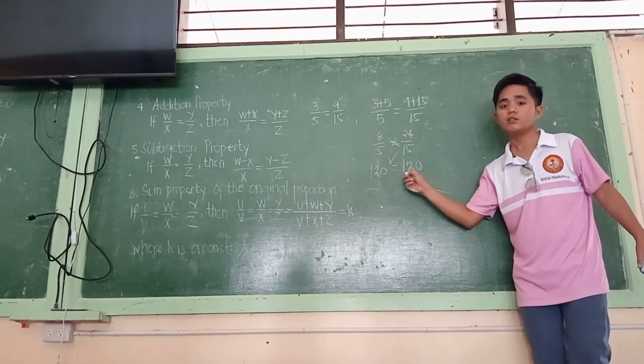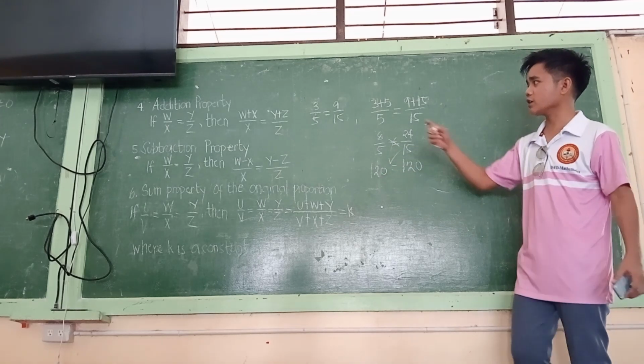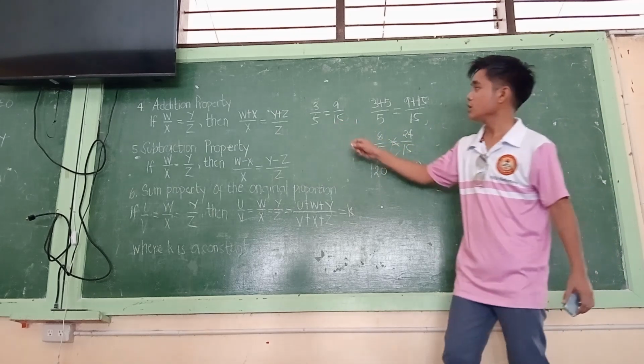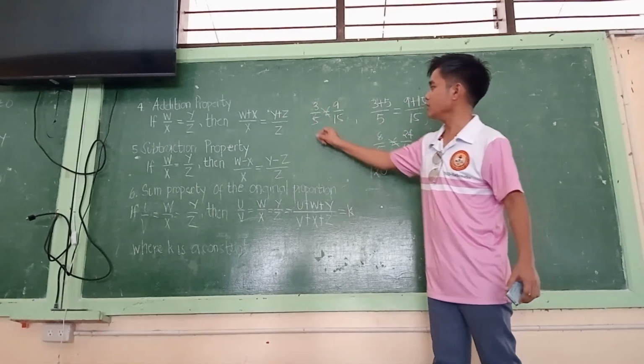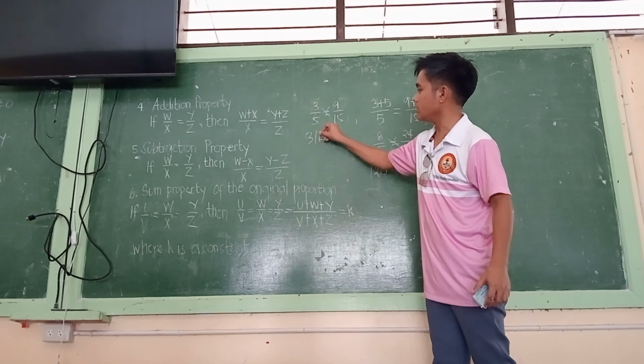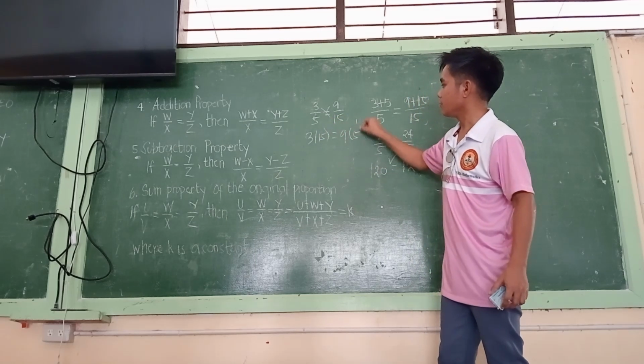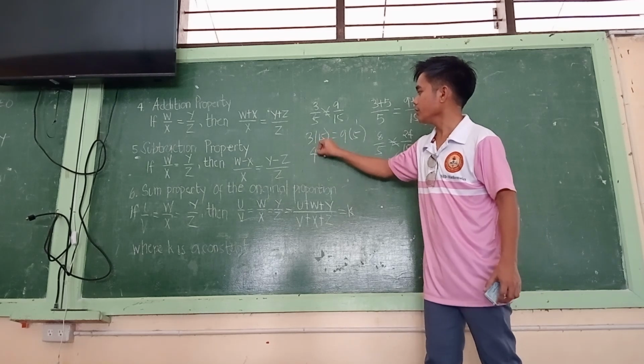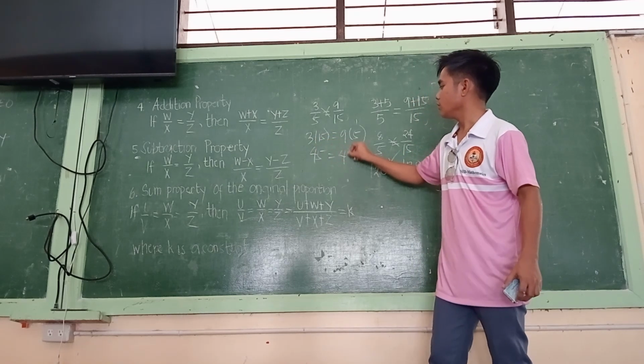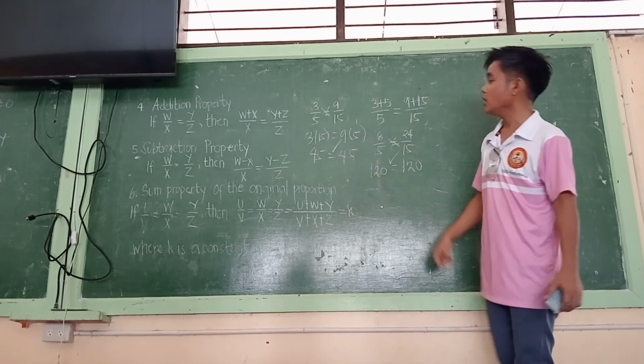So they are equal. Okay, let's check kung equal sa nito ha. So that is 3 times 15 equals 9 times 5. 3 times 15, 45, is equal to 45. So this is still correct.